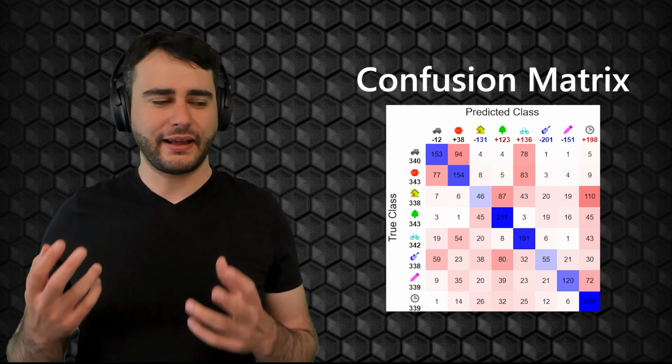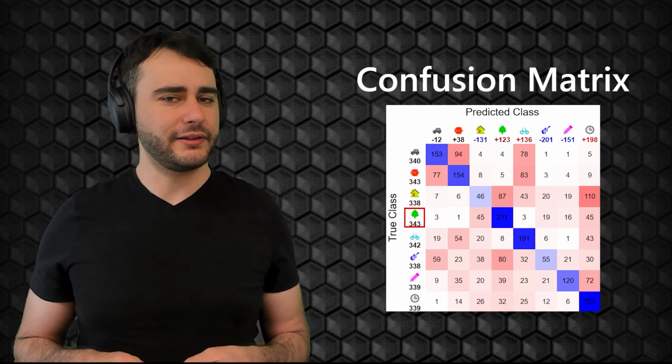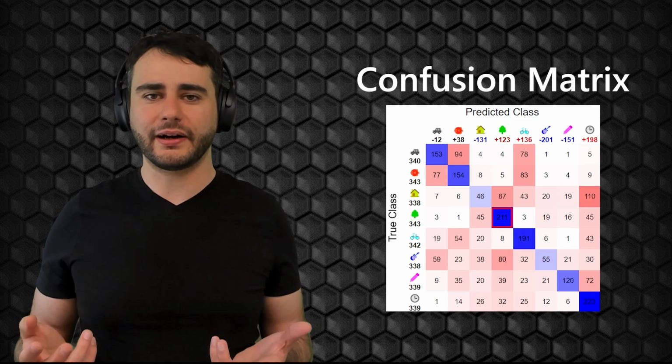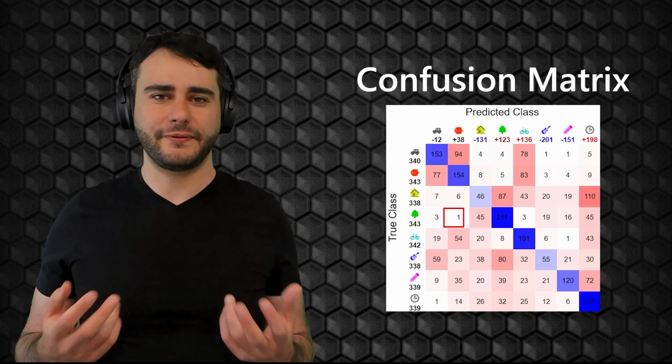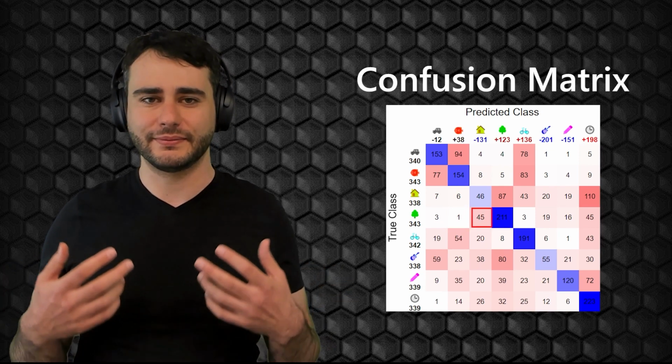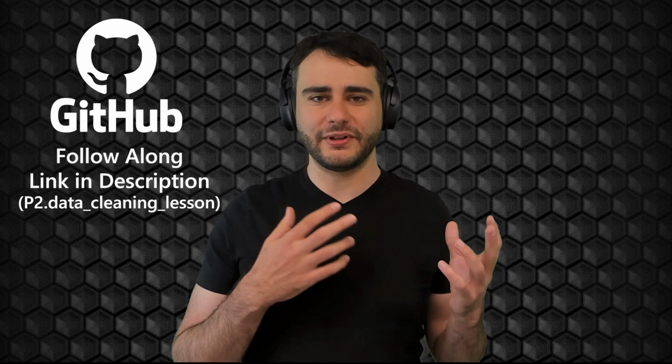something else. Like here, out of 343 trees, 211 are correctly recognized. But 3 are classified as cars, 1 as a fish, 45 as a house, and so on. Now, let's learn how to code this new visualizer.